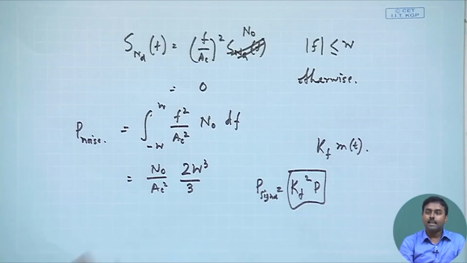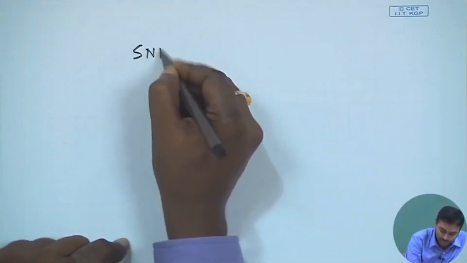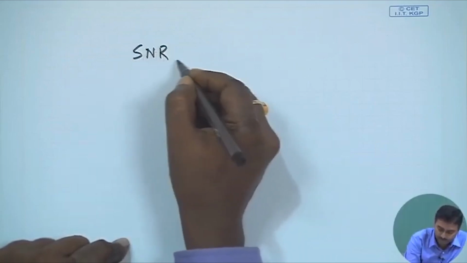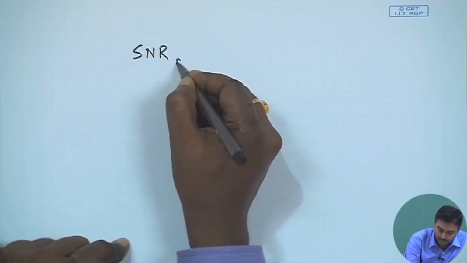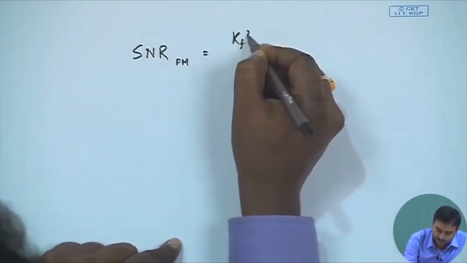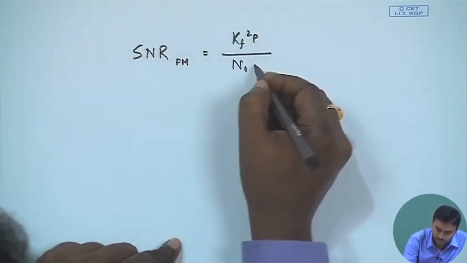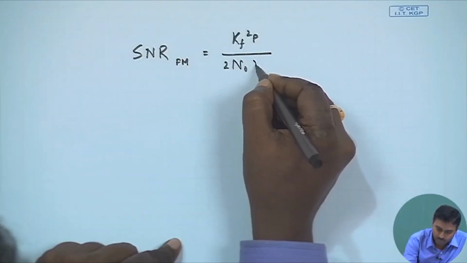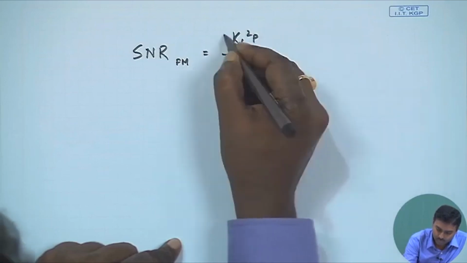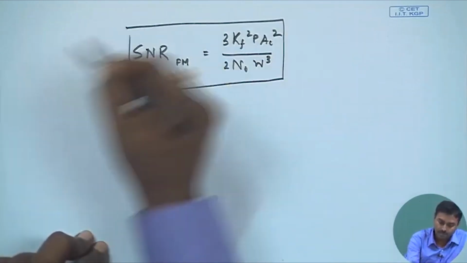Therefore, what is the signal to noise ratio for FM? So, the SNR for, let us say, FM is equal to, signal power is Kf square divided by P, and noise power is, if I just put it, 2 W cube by 3 A_c square, right. This is what we get as the SNR of FM.